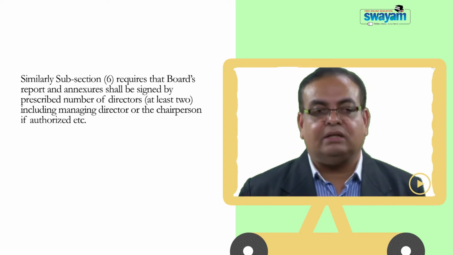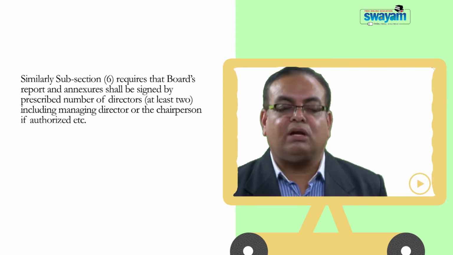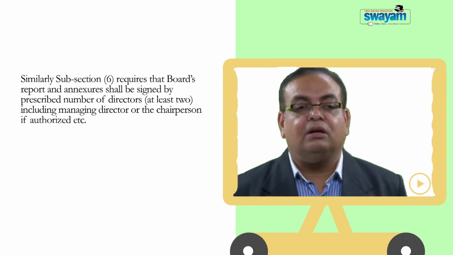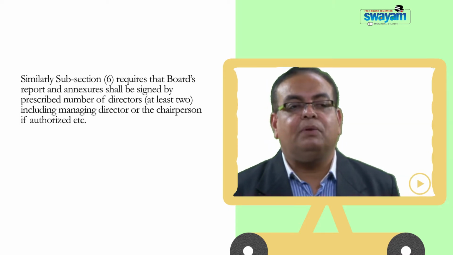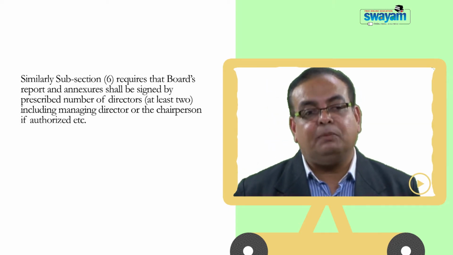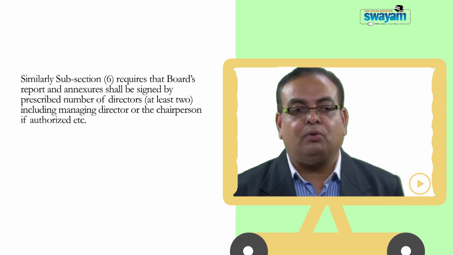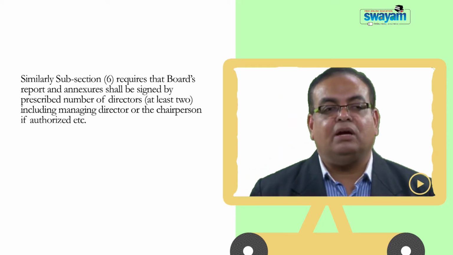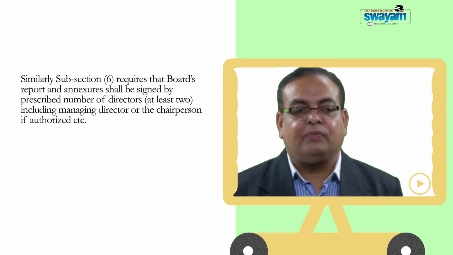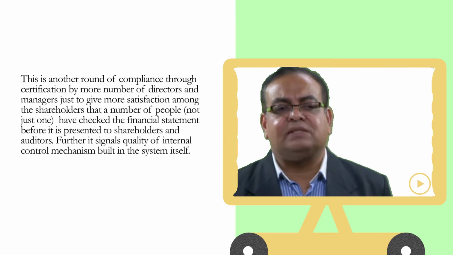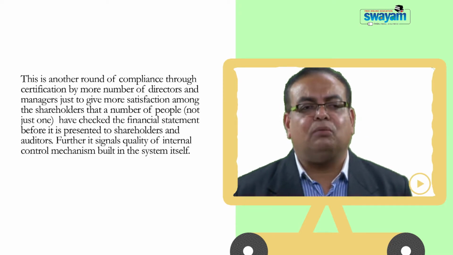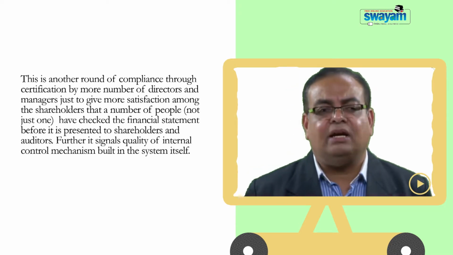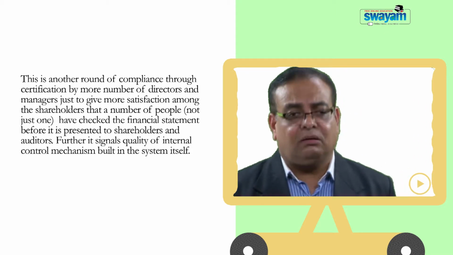Okay, there has to be 2 directors, one of them has to be MD. So similarly here also a prescribed number of people, or particularly the directors, they have to sign on any board's report or any annexes which will be now handed over to the shareholders. Again, this gives a kind of satisfaction to the shareholders or the users that everything given by the company is countersigned, authenticated by the board of directors.